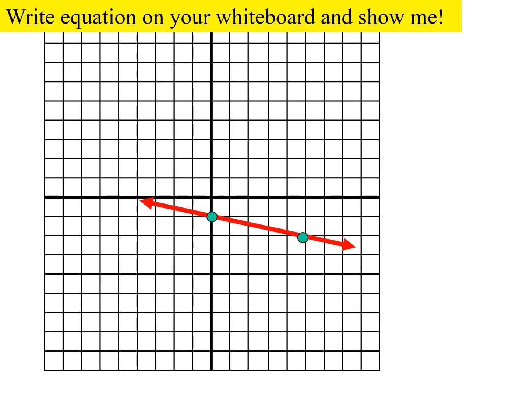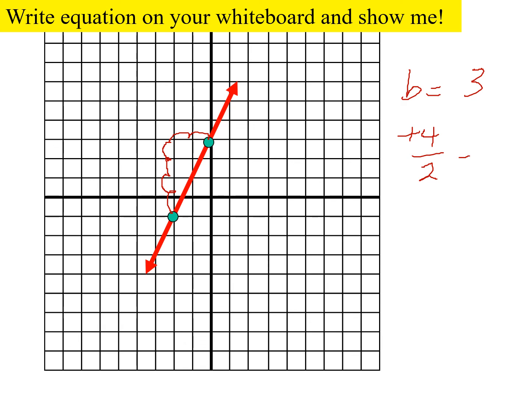Okay? So let's try it. Skip that one. All right, so the intercept here is 3. The slope is +4/2, which will reduce to 2, +2. So it will be y equals 2x plus 3.